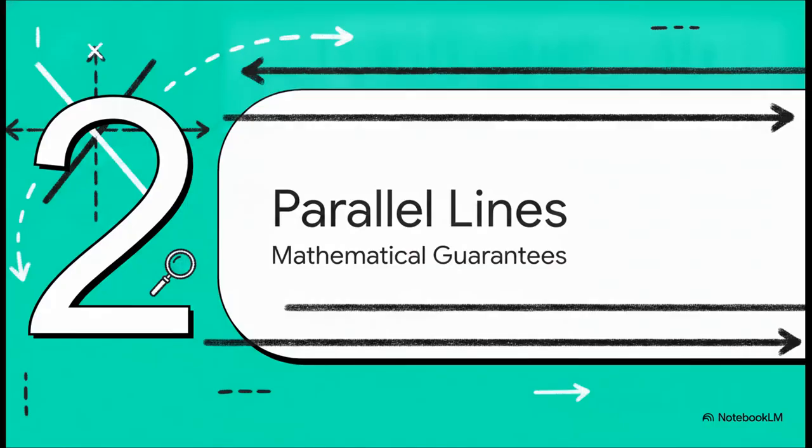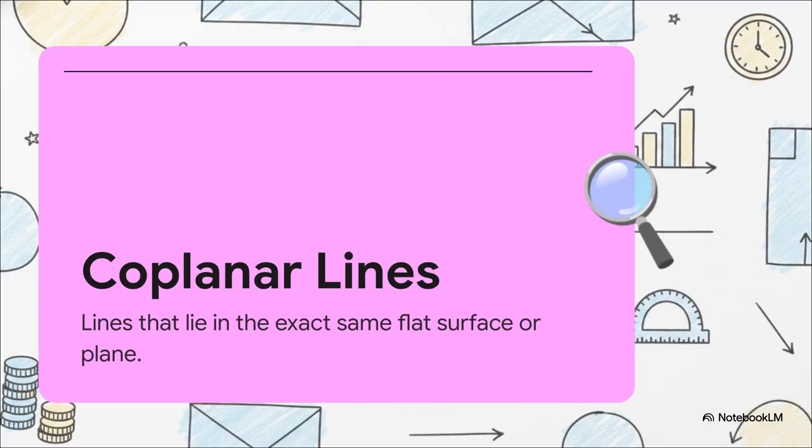Moving on to Section 2, Guarantees of Parallel Lines. Now that we know how to build a single line, let's see how 2 different lines interact. First, we've got to understand mathematical planes. Coplanar lines lie on the exact same flat surface, or plane, extending infinitely. What does coplanar actually mean in plain language?